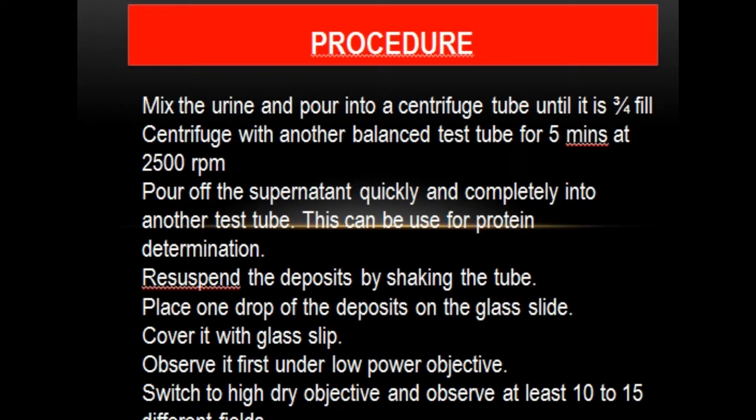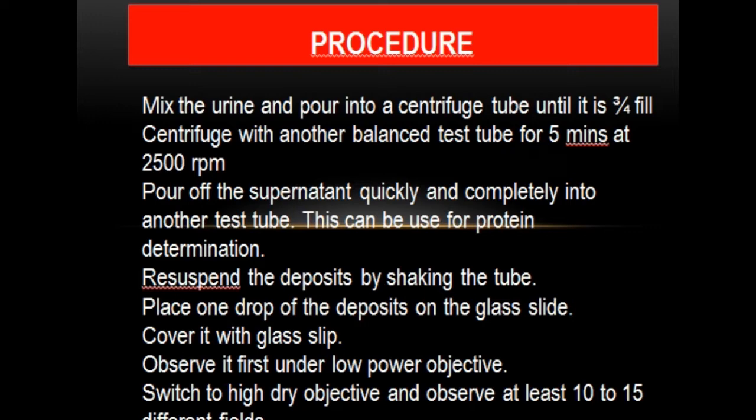After balancing the test tubes, we will run the centrifuge for at least 5 minutes at an RPM of 2500. There are different RPMs mentioned. The RPM may be 3000, maybe 4000. The higher the RPM, the less time it takes to sediment the urine.